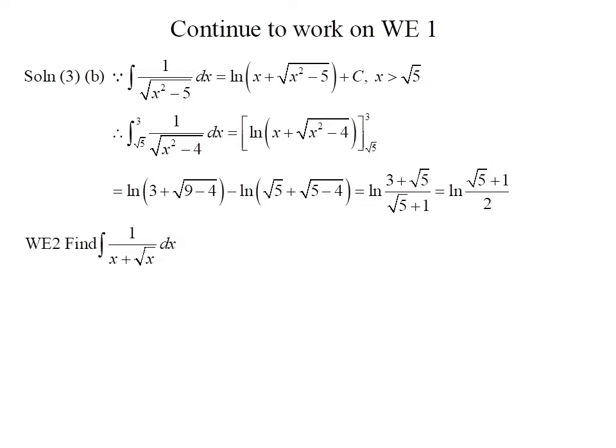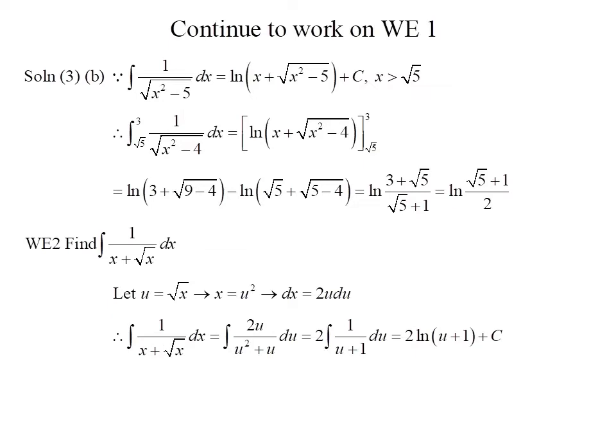Example 2 is to find an integral of 1 over the sum of x and the square root of x dx. Based on the substitution technique we have learned, we let u equal square root of x, which gives x equals u squared and dx equals 2u du.